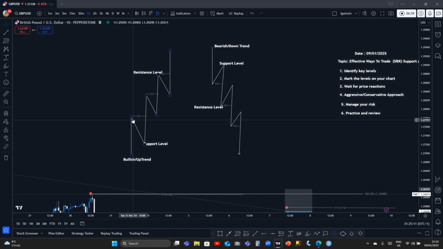And now, for a resistance to be valid, there has to be at least two opposite candles.